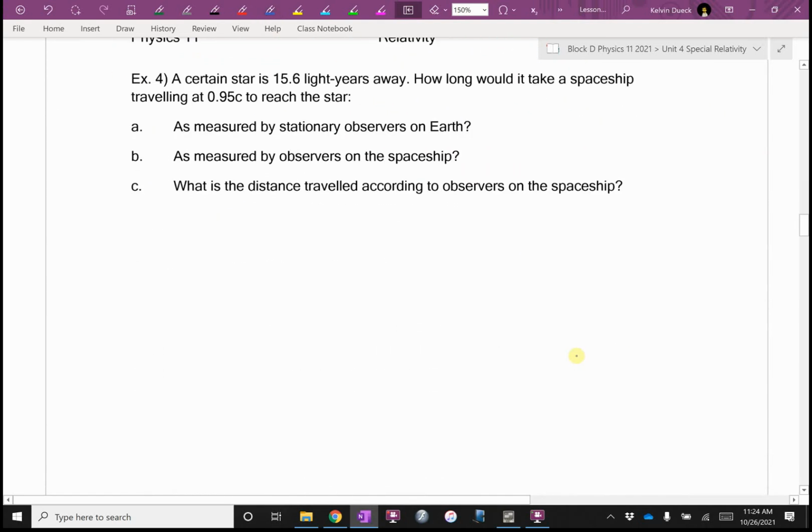We're going to do one more, example 4. I like example 4. Example 4 is a nice question. A certain star is how far away? Let's find out. How long would it take a spaceship traveling at 95% of the speed of light to reach the star: A, as measured by stationary observers on the Earth, B, as measured by observers on the spaceship, and then C asks, what is the distance traveled according to the observers on the spaceship? We did one like this last lesson with Proxima Centauri, where I talked about how this is how a space mission would work, but let's do it again.